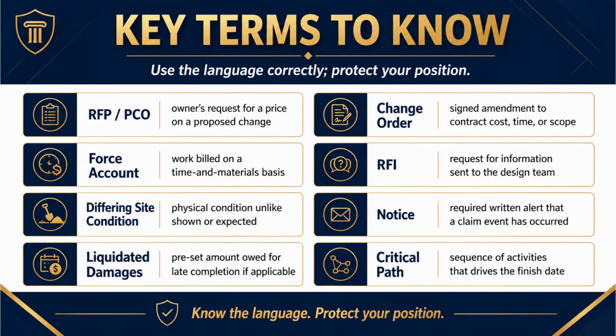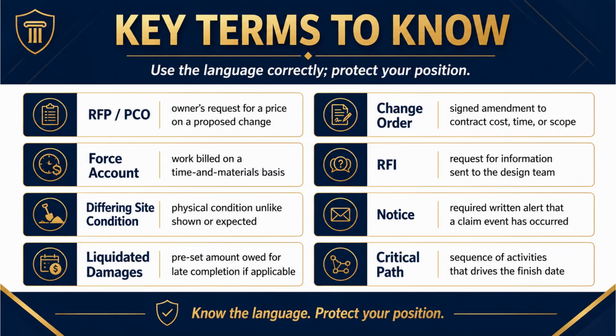The surprise underground. Notice, the required written alert that a claim event has occurred. And we know how sacred this one is. Miss the notice deadline, lose the claim. Liquidated damages, a preset amount owed for late completion, if applicable. This is important and a little scary. Many contracts specify, in advance, a dollar amount you owe the owner for every day you finish late. Could be hundreds or thousands of dollars a day. That's why capturing time in your change orders matters so much. Unrecognized delay can run straight into liquidated damages.